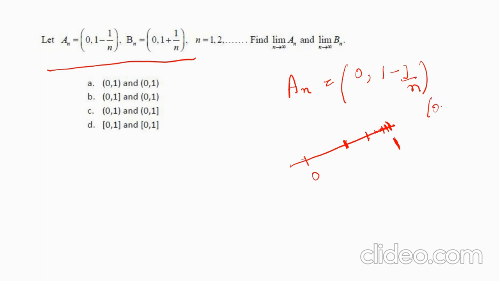So what we will have here is 0 up to 1. However, when we have B_n, it will be (0, 1), and 1 plus 1 upon n means 1 plus 1 by 2, that means 3 by 2 or somewhere like this. So when you take the limit as n tends to infinity, then 1 will be in that set. But here 1 will not be in that set. Okay. So its answer will be C.